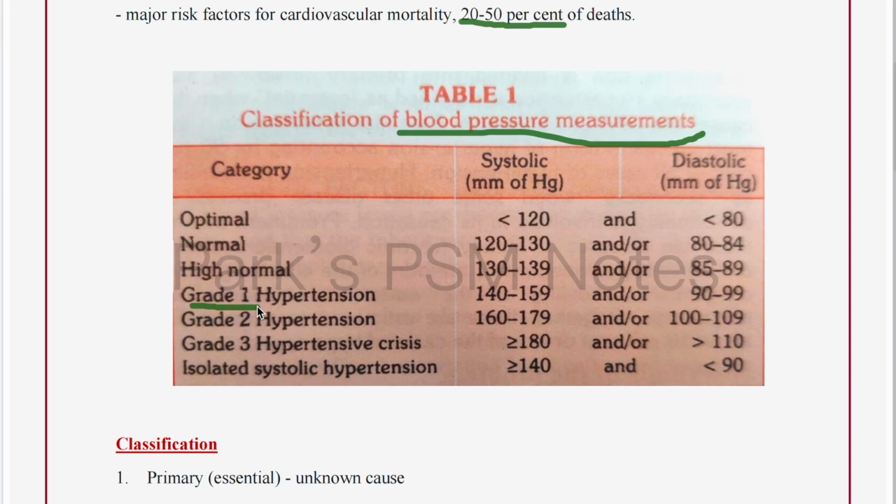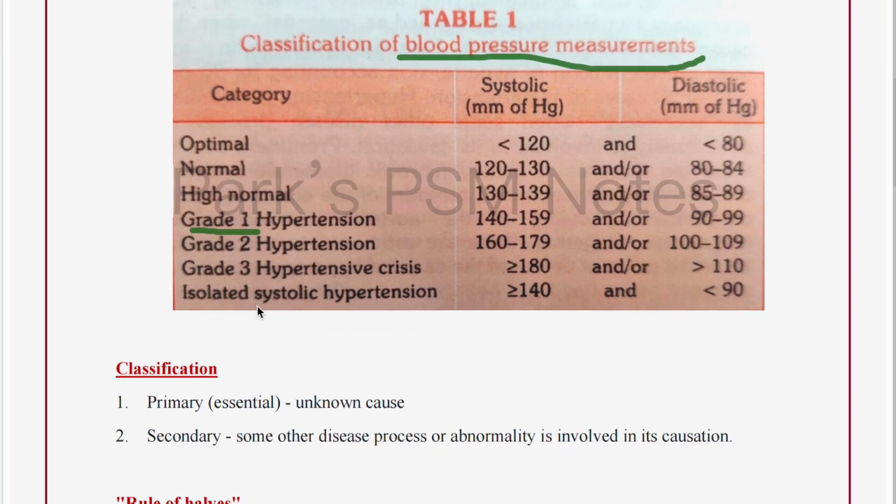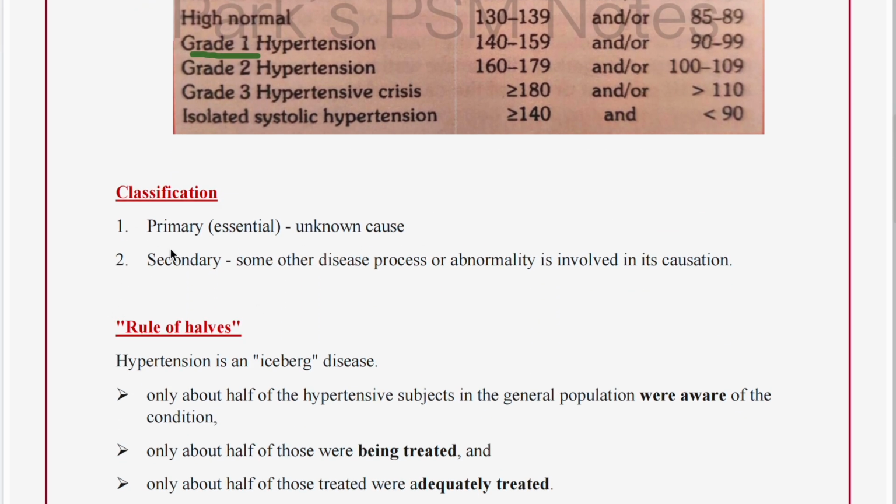Okay, so next is about the classification of hypertension. It is divided into two: the primary or essential hypertension and the secondary hypertension. First one is primary or essential hypertension. Causes for essential hypertension are generally unknown. But it is the most prevalent form of hypertension, accounting for about 90% of all cases. It is the very common type of hypertension.